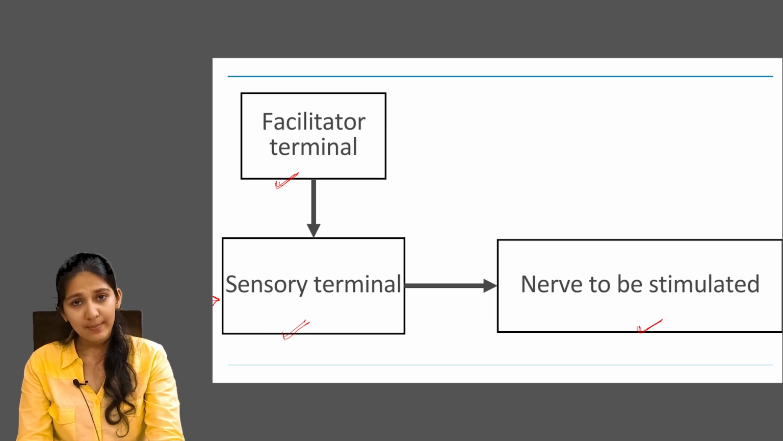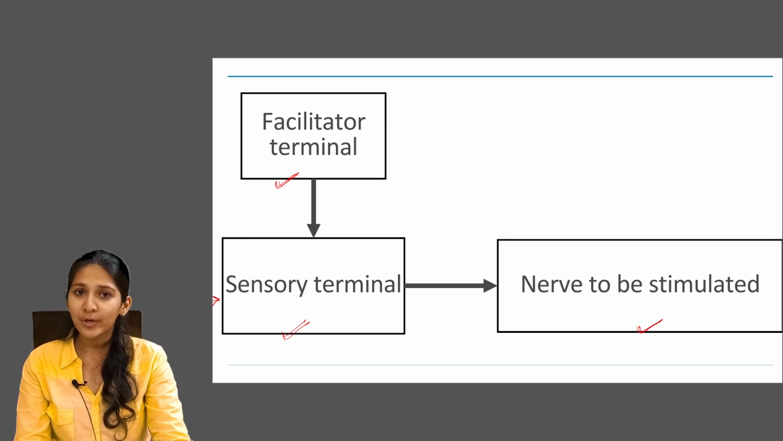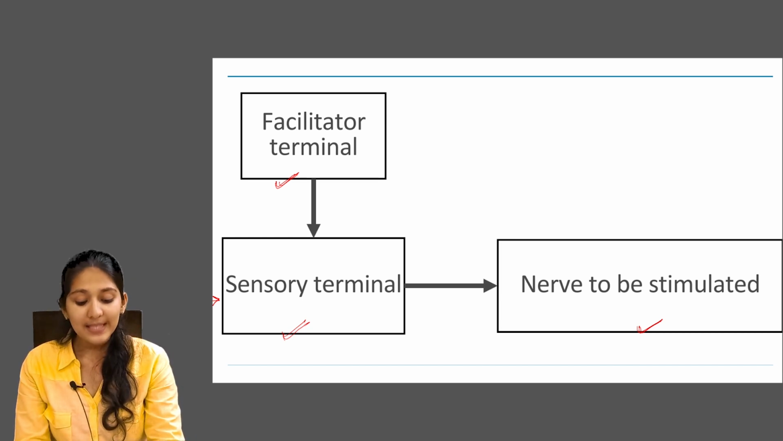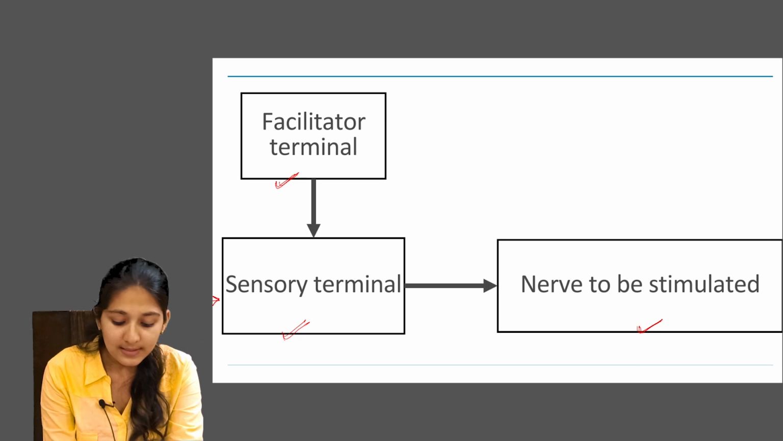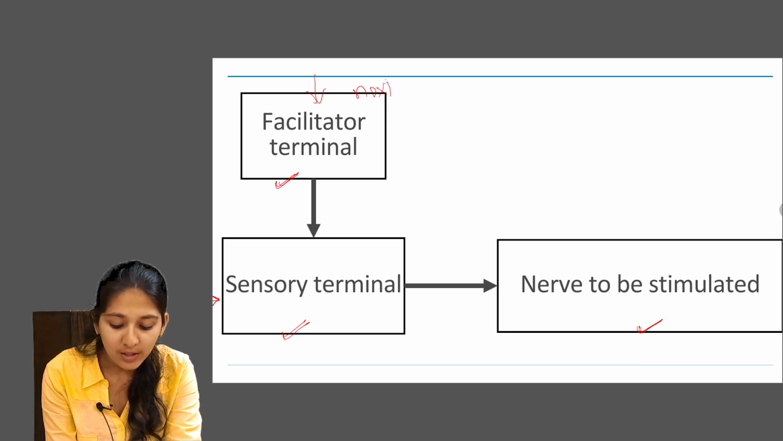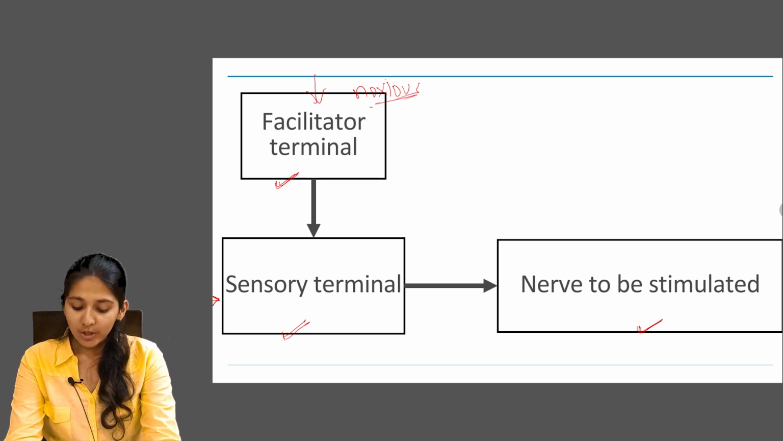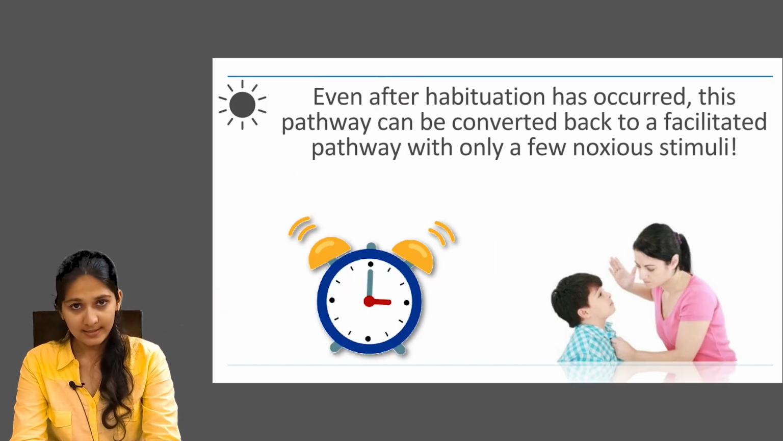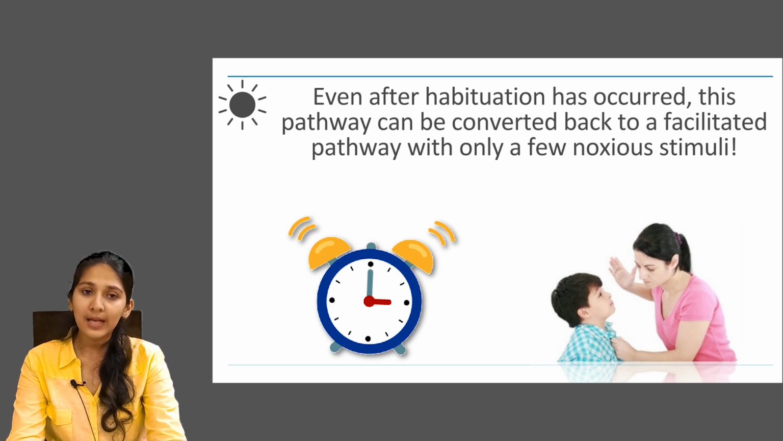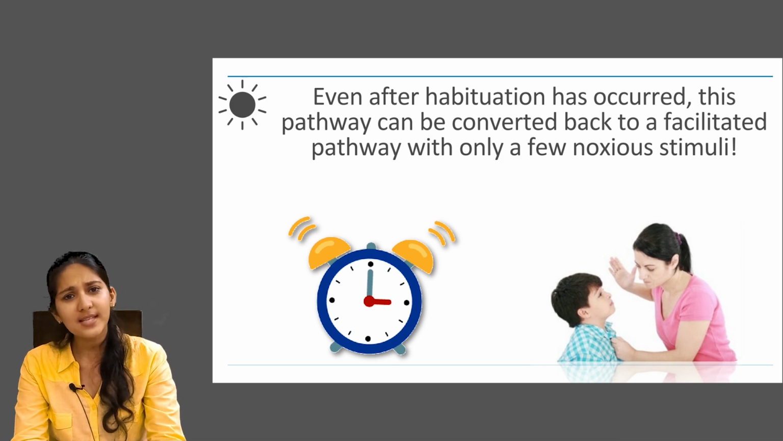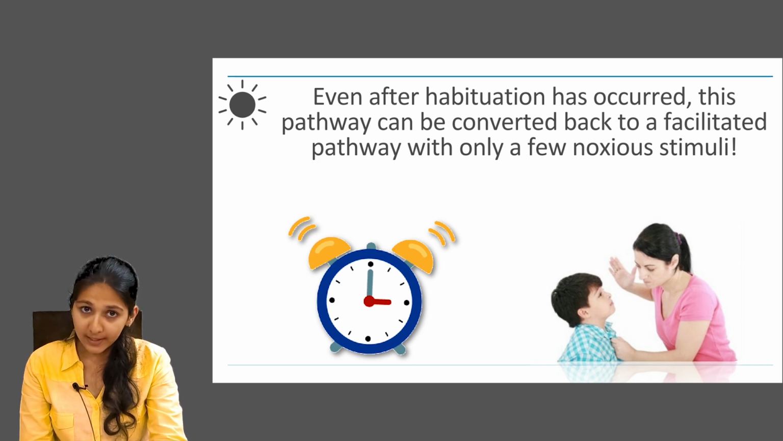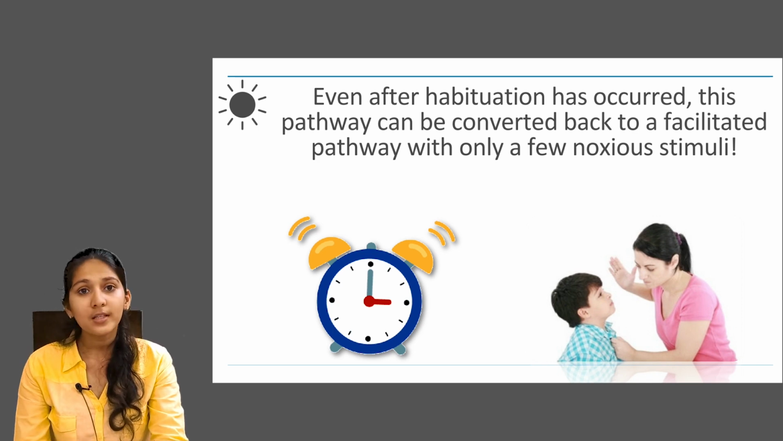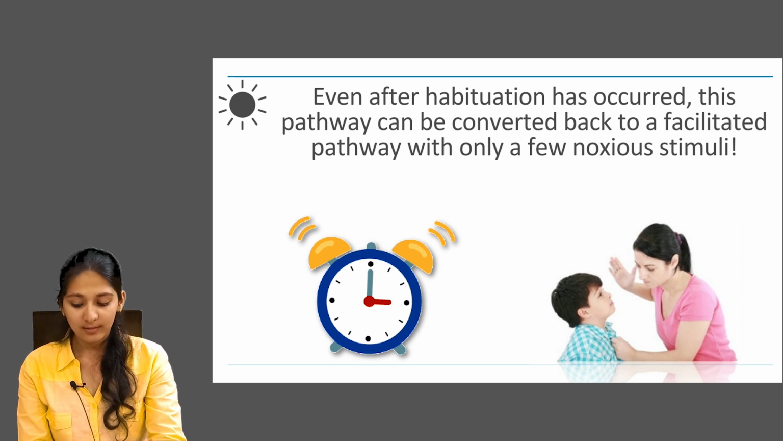For example, let's take the same example of the morning alarm. If you keep listening to the same ring every day, you will stop responding to it. At the same time, if you stimulate the facilitator terminal with a noxious stimulus, which is supposed to be a painful stimulus, the signal transduction to the nerve to be stimulated increases. For example, along with the morning alarm ringtone, that is the stimulus to the sensory terminal, if you give a noxious stimulus, that is a mother's tight slap to the baby, the signal transmitted to the nerve to be stimulated will become stronger and stronger, and it will result in a quicker action, that is, you get up suddenly.